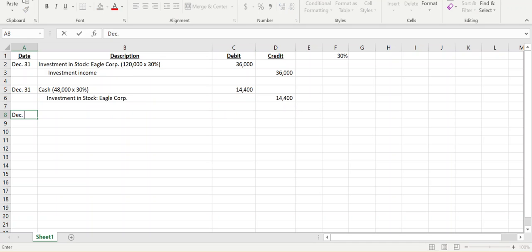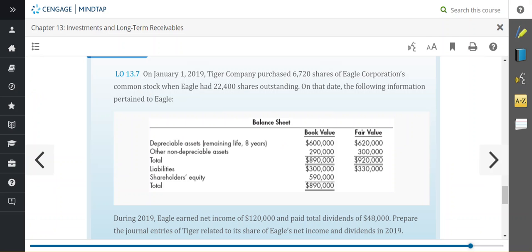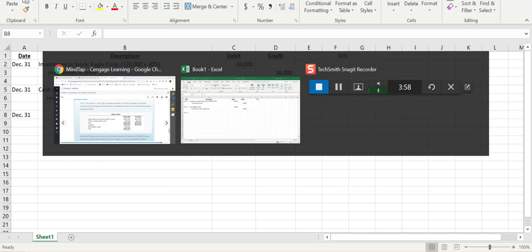The other thing we do under the equity method is look at the company's depreciable assets. We compare the fair value to the book value. In this case, the fair value is $620,000 and the book value is $600,000. So we have a $20,000 increase between the fair value and the book value. Again, we own a 30% share of that, and they tell us there's an 8-year remaining life of that asset.